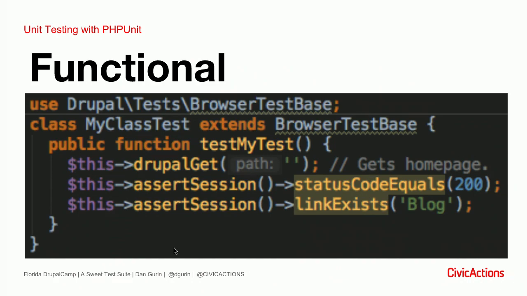So here's an example of a functional test, and it basically extends the browser test base, and you're basically going to the home page here. Your path is nothing, and you're asserting that the status code is equal to 200, which means it's okay, and that a link exists on the page called blog, so you can test for things like that.